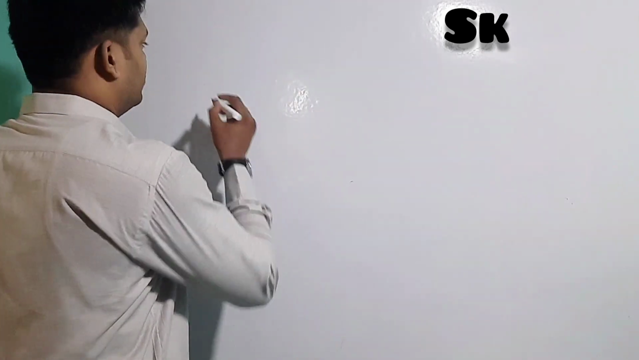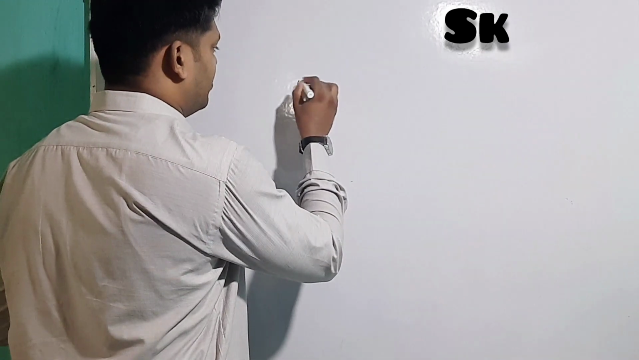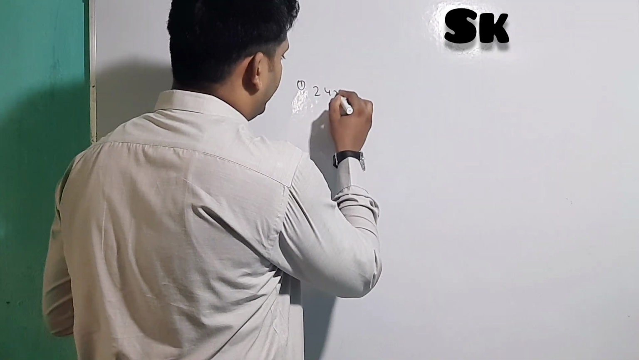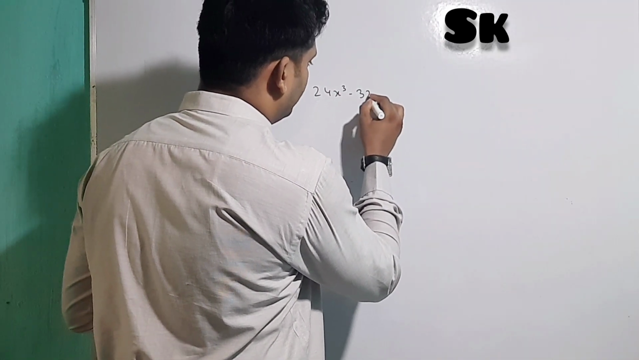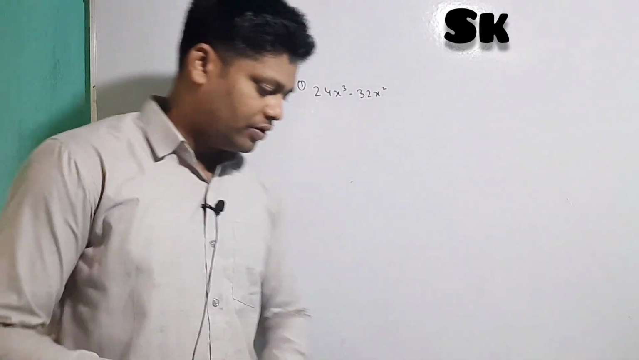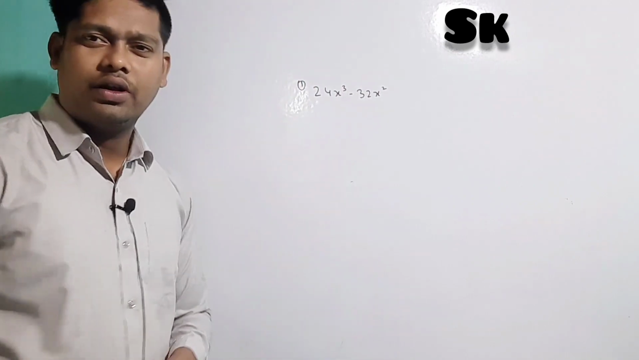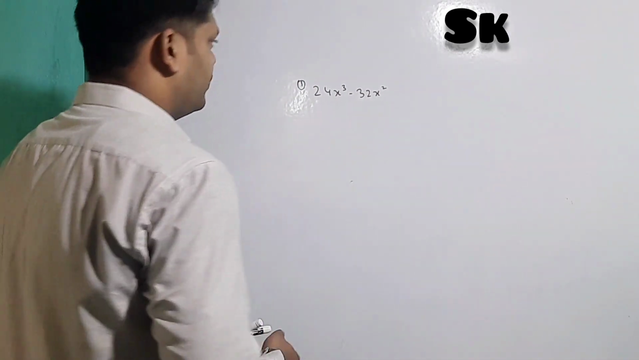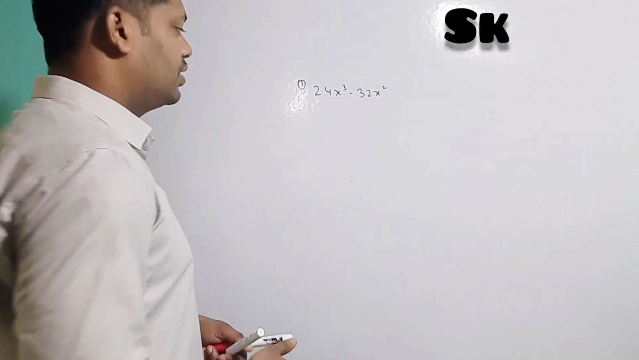The first example is the basic example: 24x cube minus 32x square. This is the question. How to do this question I will tell you. Then after that we will enter into the big questions. First and the foremost thing, there are two methods which we can use.